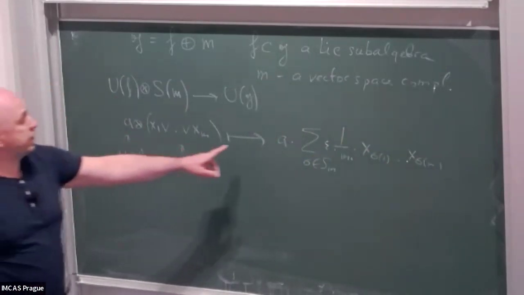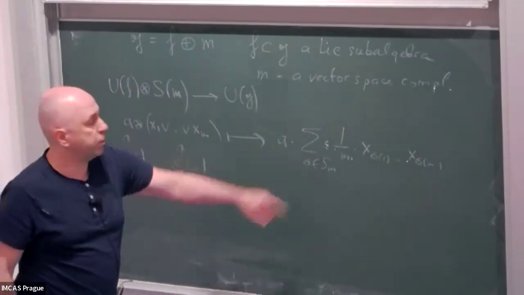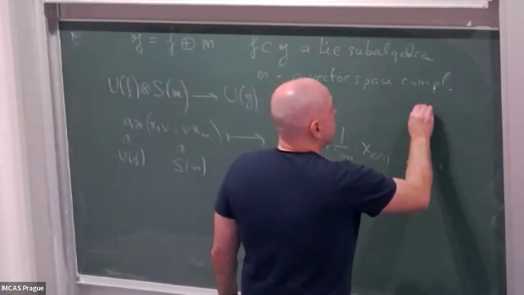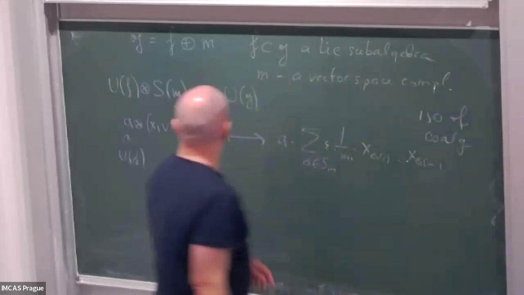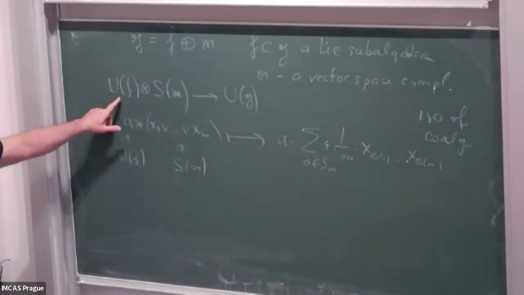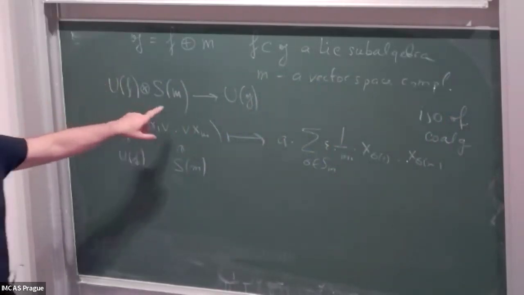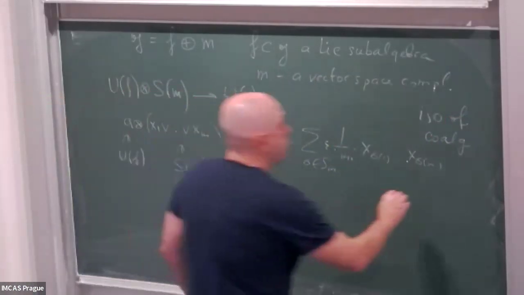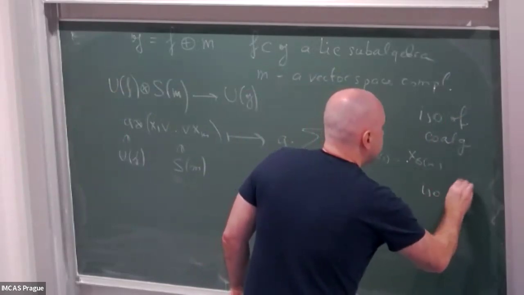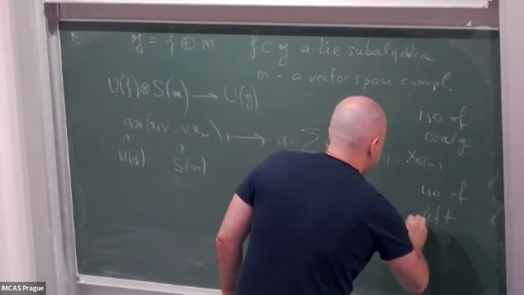And one can show that this map, first of all, is again an isomorphism of co-algebras. And also it's an isomorphism of UH modules, where UH acts here just on the first vector, and here just by multiplication of elements in UG. So it's also an isomorphism of left UH modules.